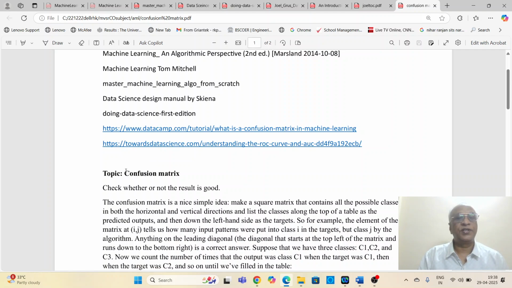Topic under discussion is confusion matrix in machine learning.